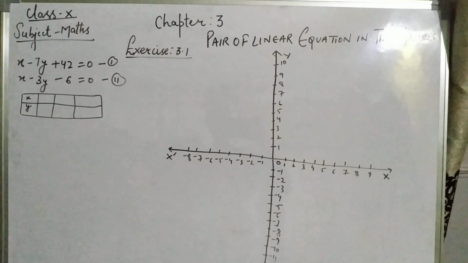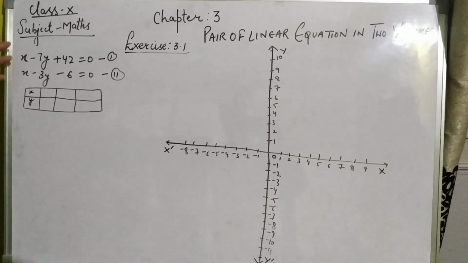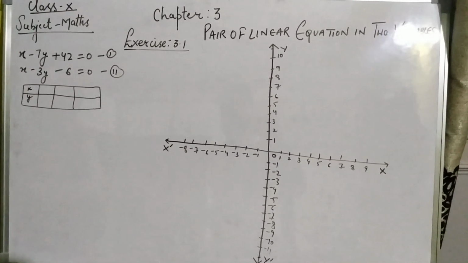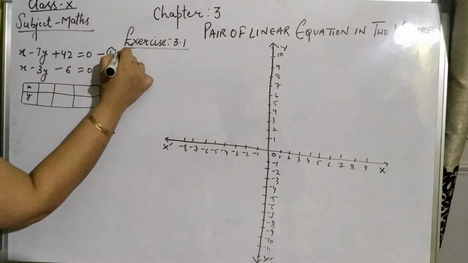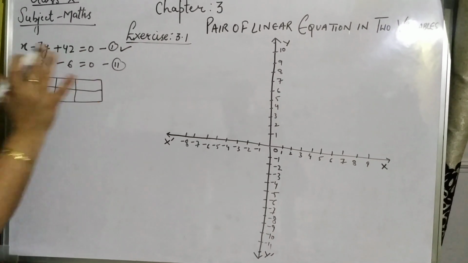Now we have to represent these equations graphically. For graph, you know how to make the graph. Let us take equation number 1 first. x minus 7y plus 42 is equal to 0.